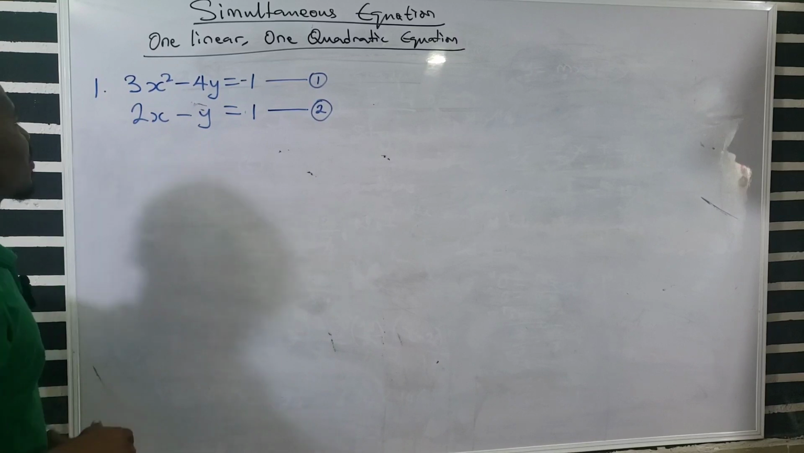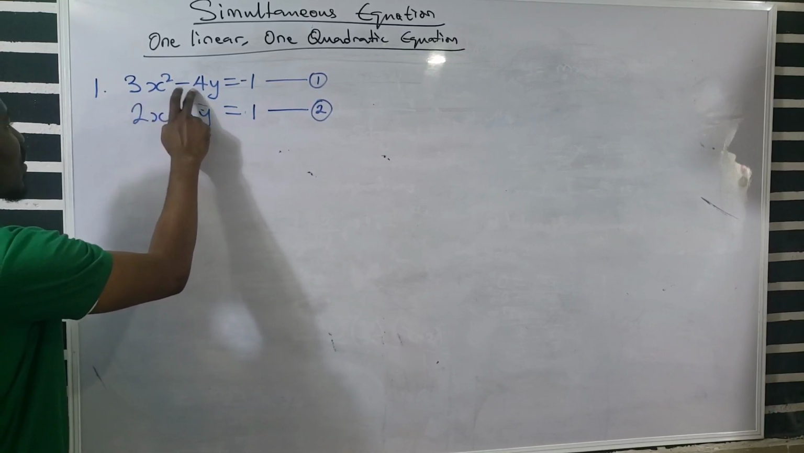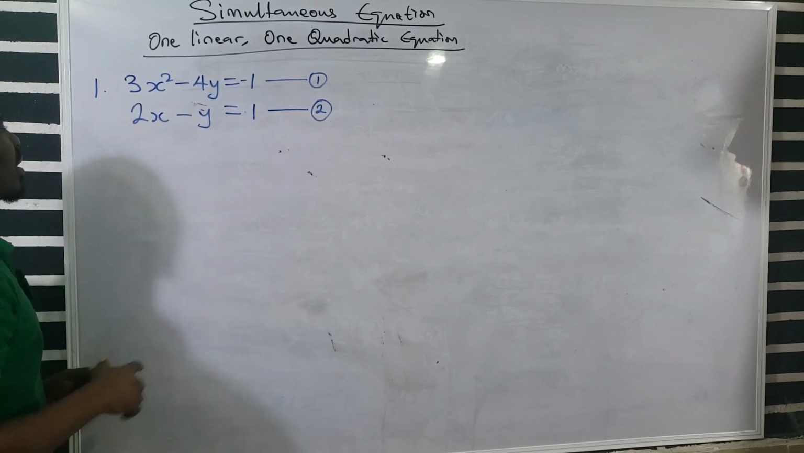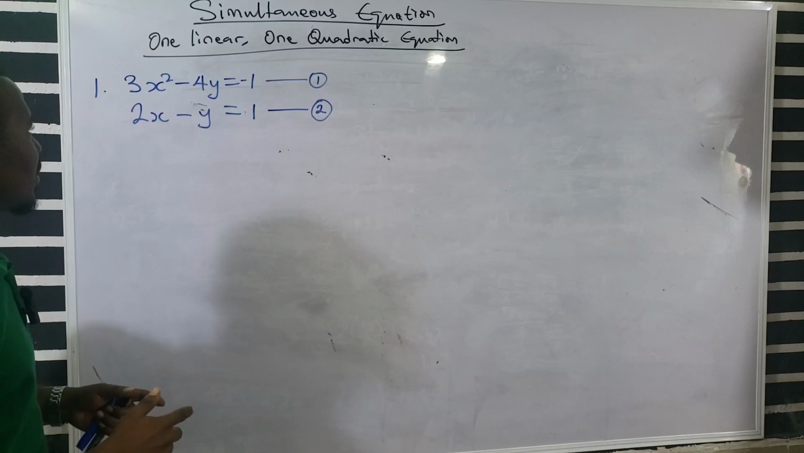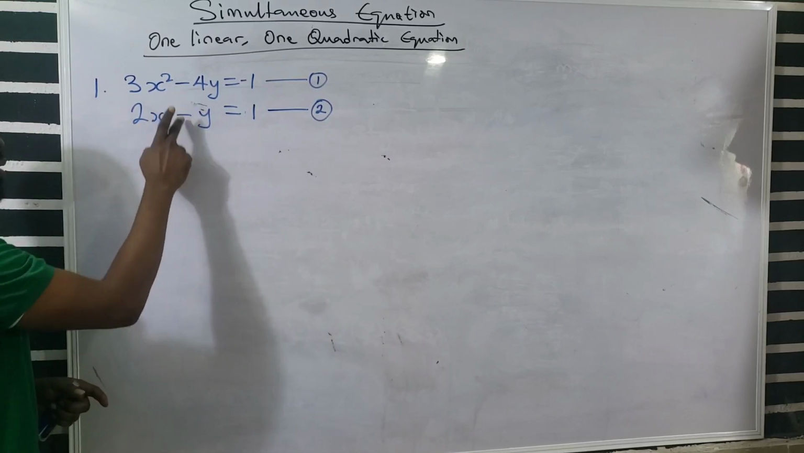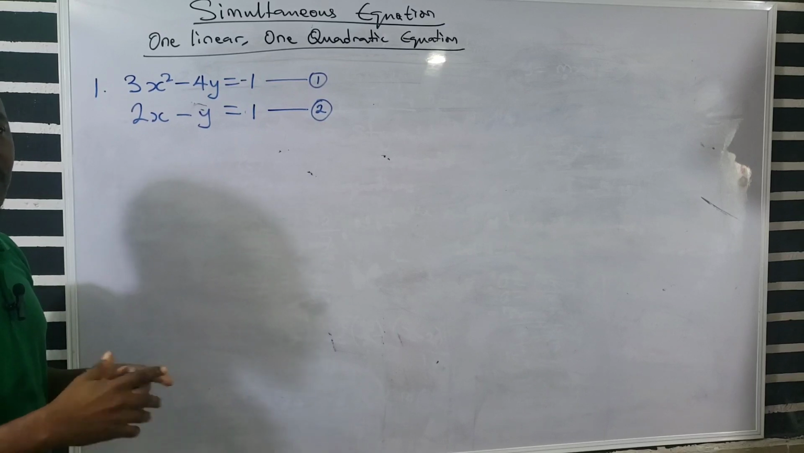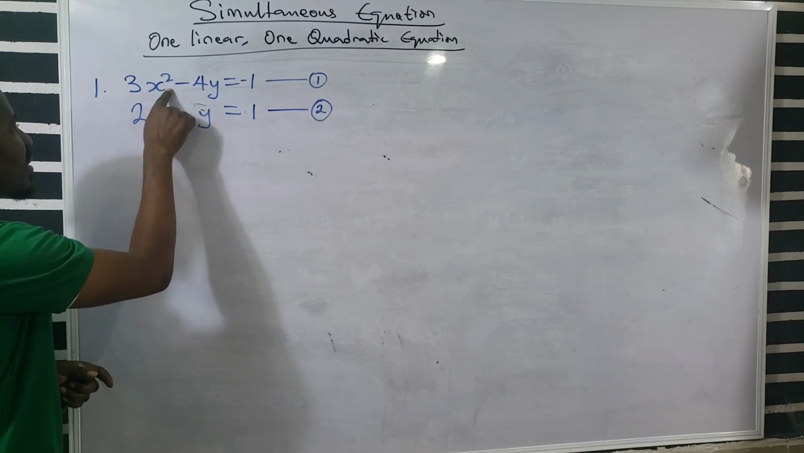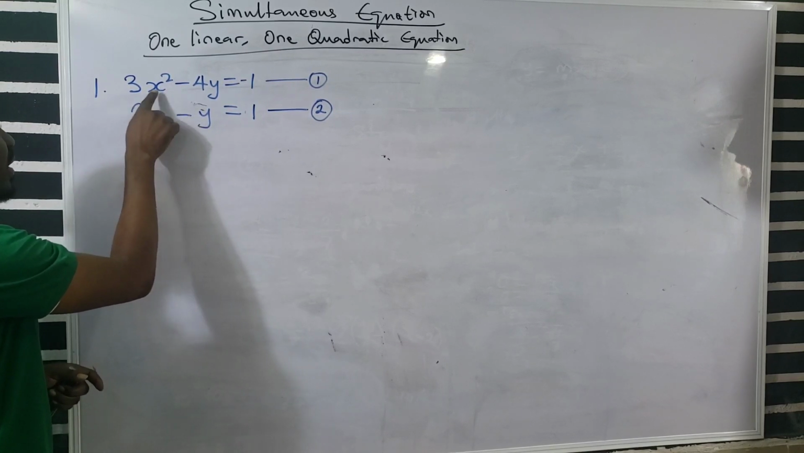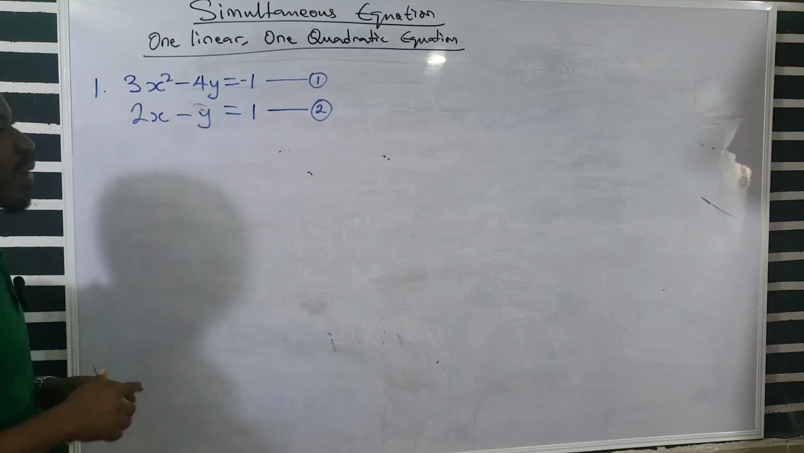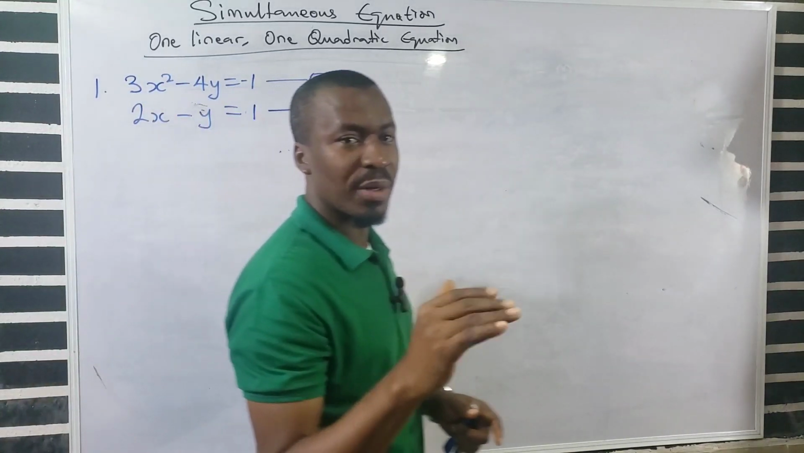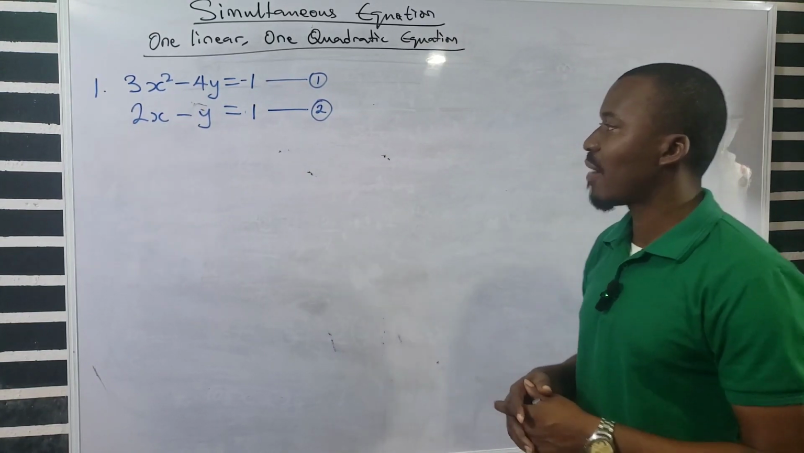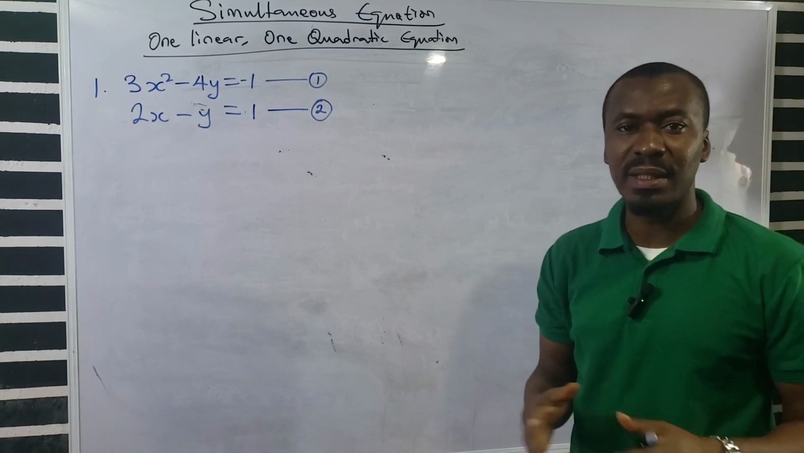Our first question we are going to solve is 3x squared minus 4y equal to minus 1. Then the second equation is 2x minus y equal to 1. If you look at these 2 equations very well, it's obvious to know which of the equations is a quadratic equation because there's a square on this particular variable. In this expression here, the variable x has a power of 2, and that makes it a quadratic equation. In the second equation, the 2 variables have power of 1, so it is the linear equation.